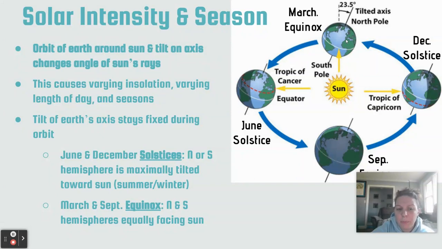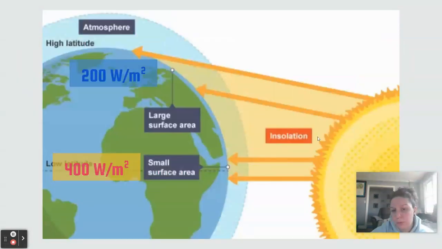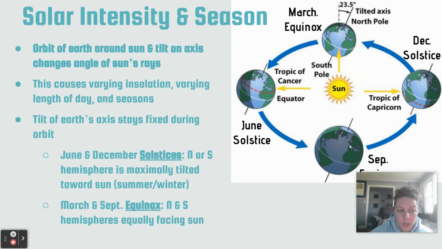Then you can see on our equinoxes, so this is our March equinox, this is our September equinox, our north and our south poles are equally facing the sun. So this is where we're going to be moving from winter to summer, or summer to winter. And so the way I like to think of this, equinox reminds me of the word equal. So each hemisphere is getting equal insolation at that time.